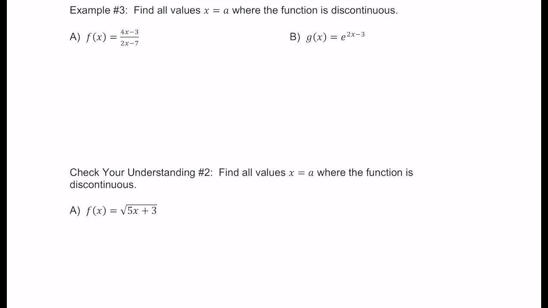In this next example, we're going to find all values x equals a where the function is discontinuous. Here I have a rational function, so what I need to do is pay attention to the denominator. I'm going to take that denominator and set it equal to 0, and I get x equals 7/2. That tells me that the function is discontinuous at x equals 7/2.